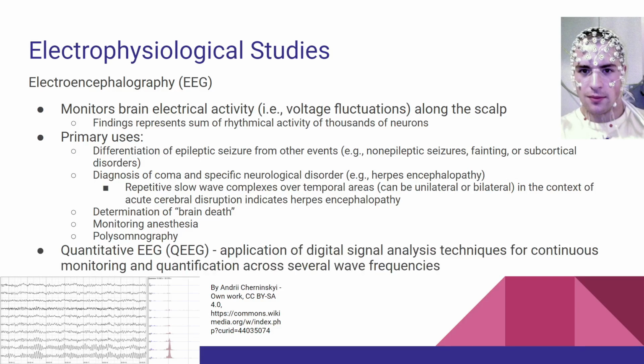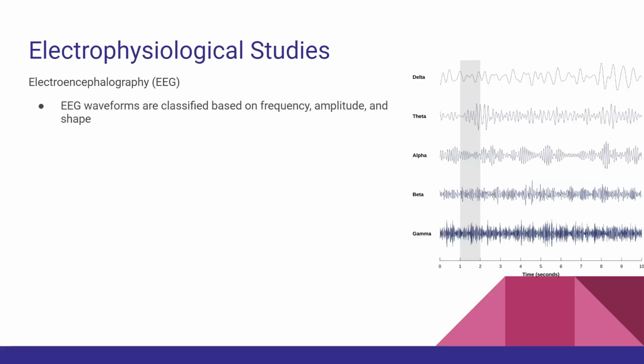Quantitative EEG, or QEEG, is an application of digital signal analysis techniques to continuously monitor and quantify the wave frequencies. So for EEGs, the waveforms are classified based on the frequency, amplitude, and overall shape.